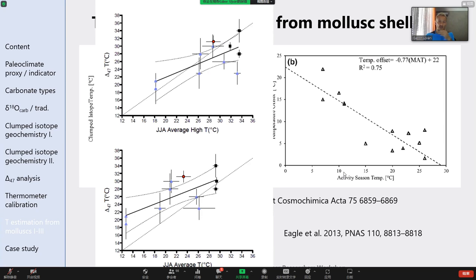Later on, some 3 years or 2 years later, Eagle and others published another study in PNAS, and they reanalyzed some of the data published by Zarur for the monsoon regions, and they found that the calcification temperatures are higher than the summer average temperatures, and they are very close to the summer average high temperatures of that region of China.